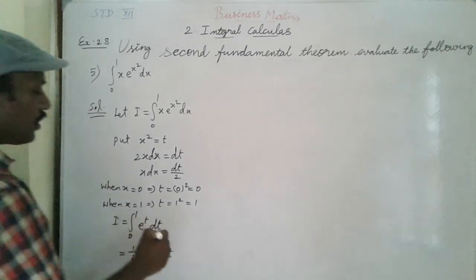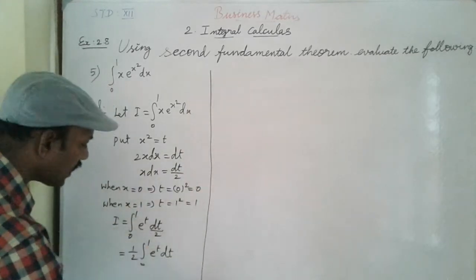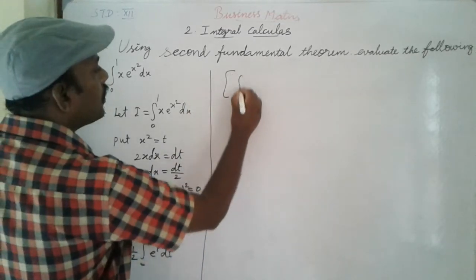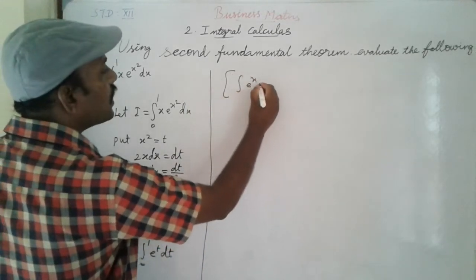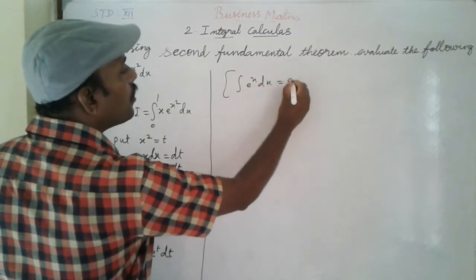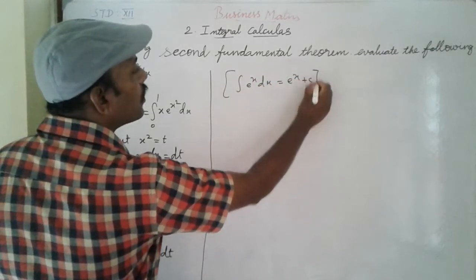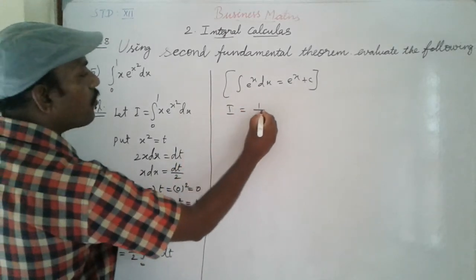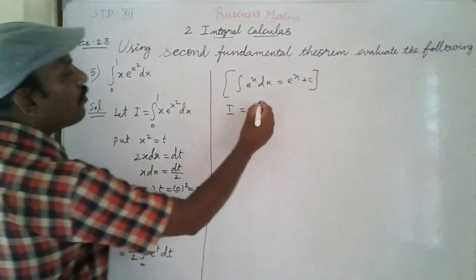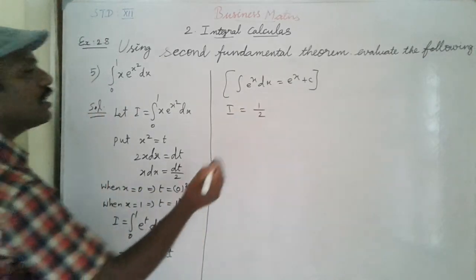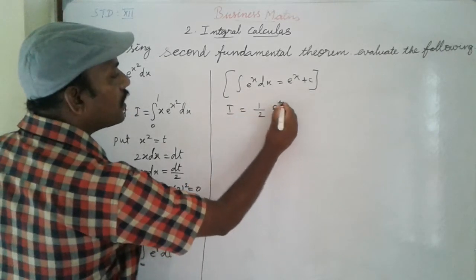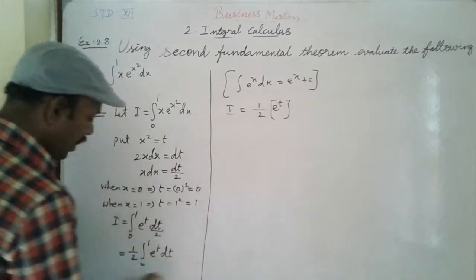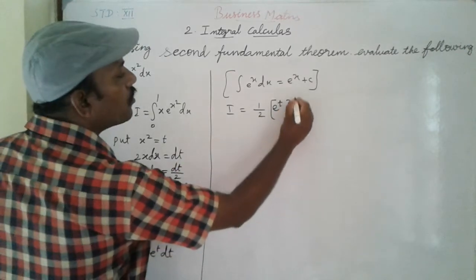We know the formula: integral e power x into dx equals e power x plus c. So we should substitute this formula here. I equals 1 by 2 into e power t integrated, and the limit is 0 to 1.